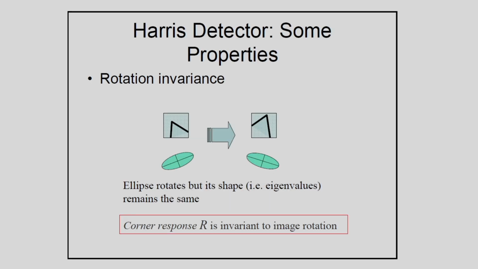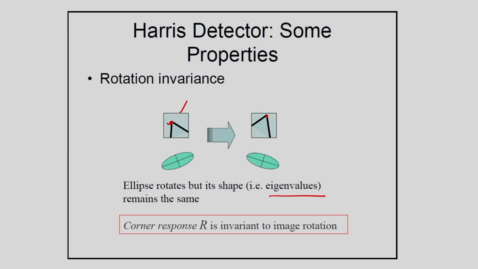And for the Harris detector, some properties I have to explain. The first property is rotation invariance. In this case, you can see one corner I am considering, and it is rotated. Then the ellipse rotates, but its shape remains the same. That means the eigenvalues will remain the same. So that means the corner response R is invariant to image rotation in case of the Harris corner detector.